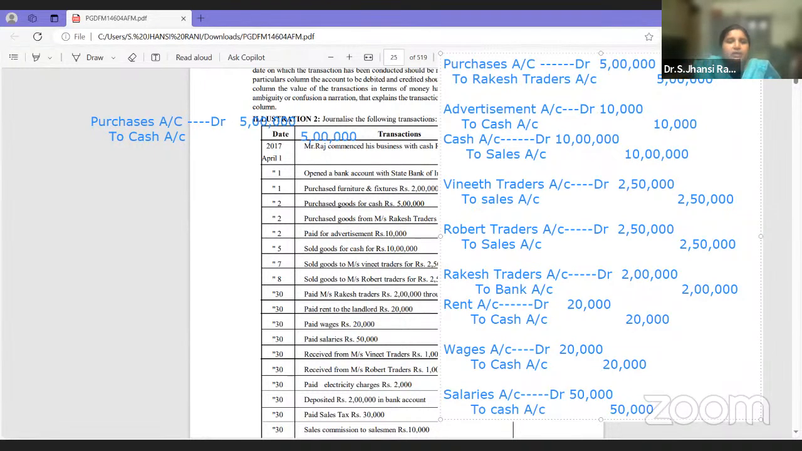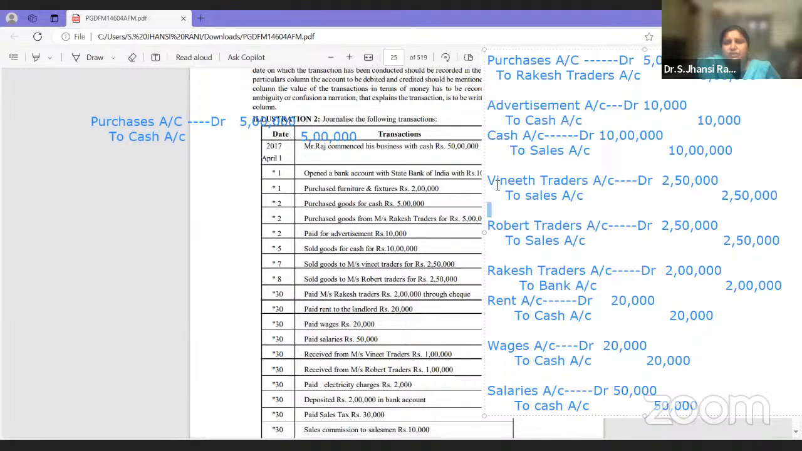Next, look at that. Received from Vinith Traders rupees 1 lakh. What are we doing? We are receiving from Vinith Traders. Just look here. Earlier, we sold goods to him on credit basis. For 2,50,000, we sold our goods to the customer. That name is Vinith. Now he is paying us the amount. So we are receiving now.